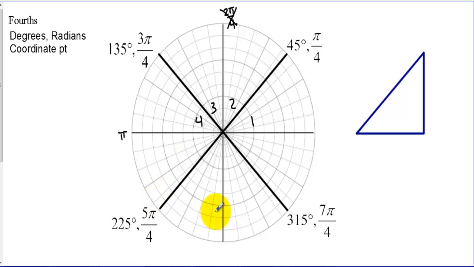So this would be 5 pi over 4. 6 pi over 4 is 3 pi over 2, and here we have 7 pi over 4. Then 8 pi over 4, and we'd be back to 2 pi, or back to 0. Well, we have a 45, 45, 90 right triangle.